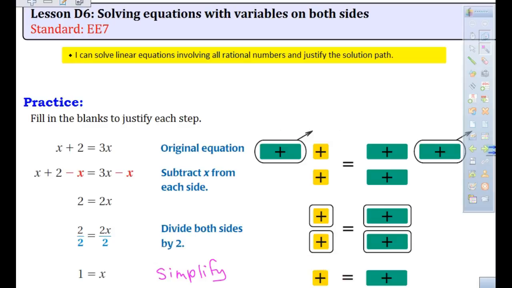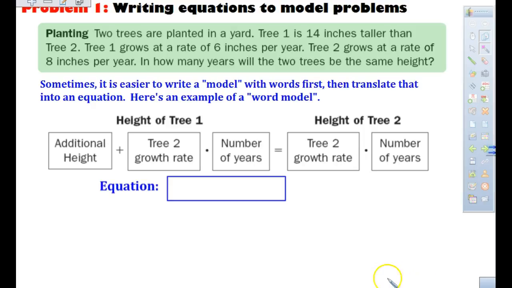As you do the problems, you always want to remove the smallest x first. You always want to identify what's your smallest variable, and get rid of that on the side, either by adding or subtracting it, to get the variables all on one side of your equal sign.